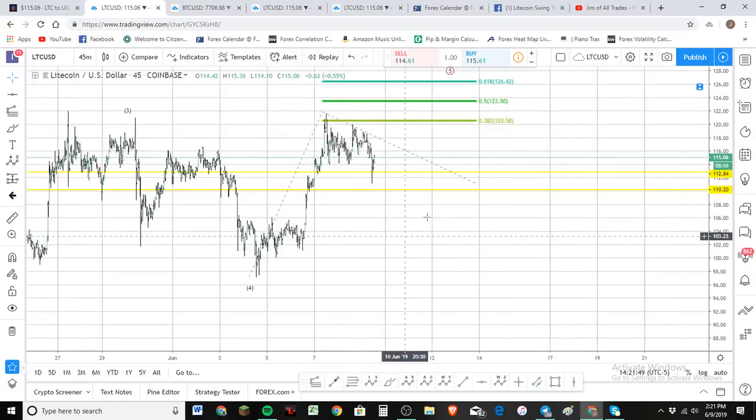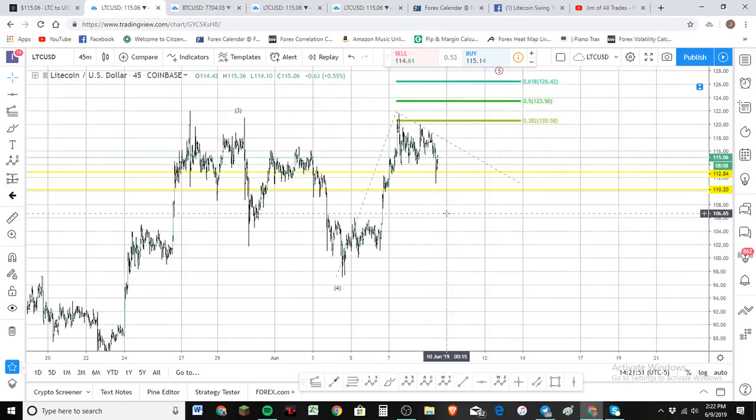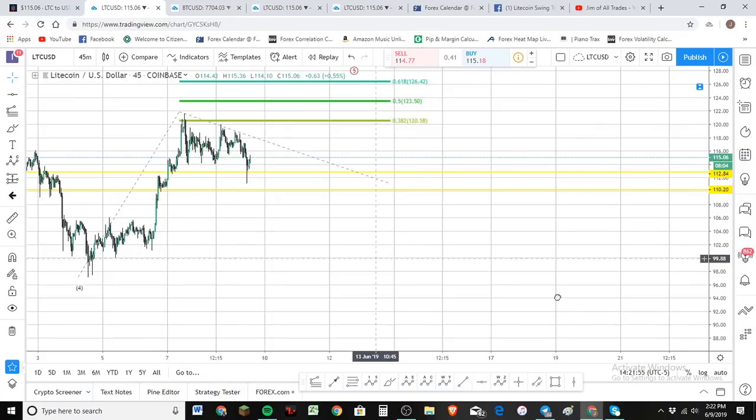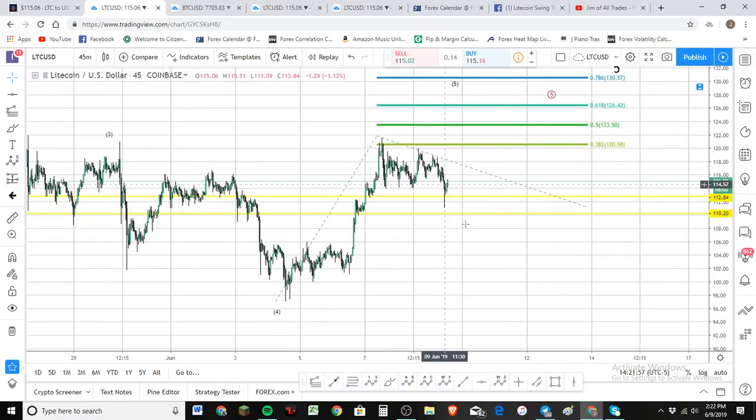Does that look right to me? No, it doesn't look right to me at all. This wave ought to be a lot more powerful than it is. If this is the third wave to the downside, it ought to be a lot more powerful, more like this, more like this. These are powerful moves. This is kind of a weakish move. So I don't think that's intact.